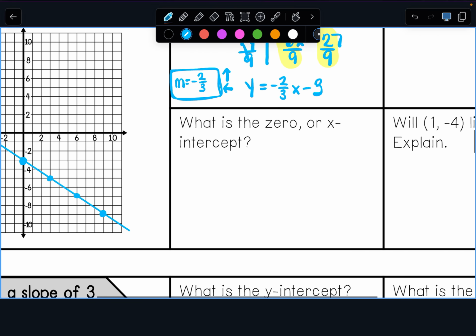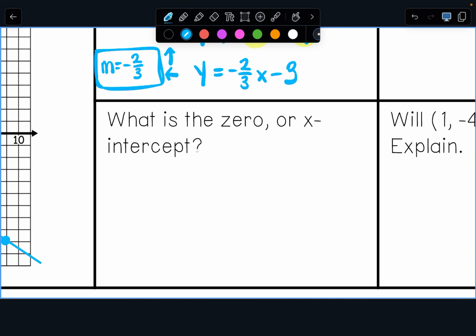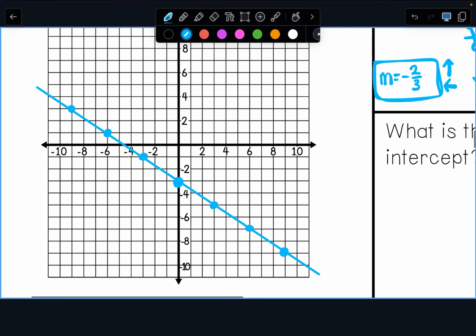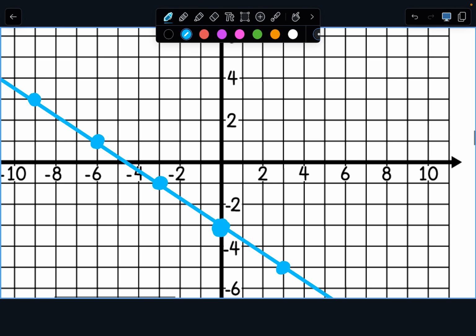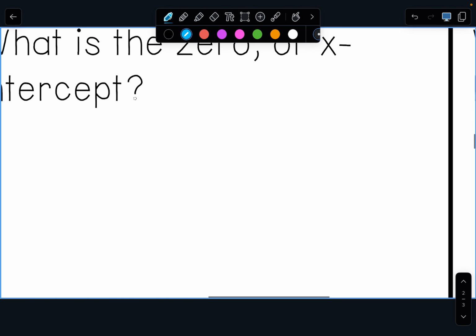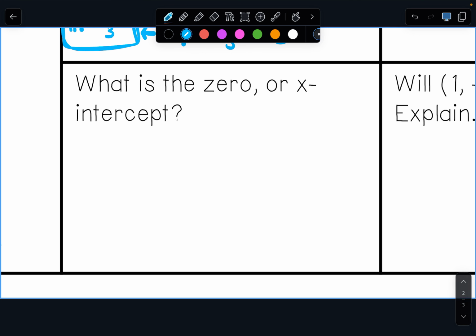What is the x-intercept? We have to solve for it. Notice that it does not cross at a perfect point. It looks like it's negative 5, but it's not. So we do have to solve for the x-intercept, okay?